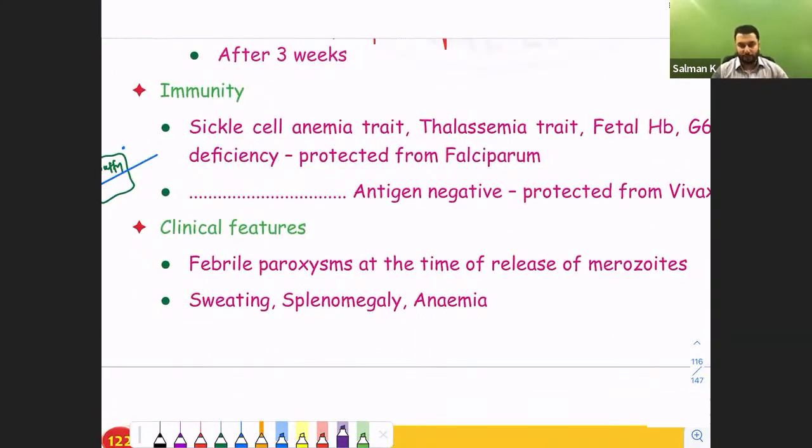Now, which people do not get malaria? Okay, which people are immune to malaria? Anybody whose RBCs are defective, they will not get malaria. Example, sickle cell anemia. Normally, the RBC is supposed to be a biconcave disc shape. But if it becomes like a sickle, now that guy called Plasmodium doesn't like your RBC. That's why you are protected. You don't get malaria. Okay.